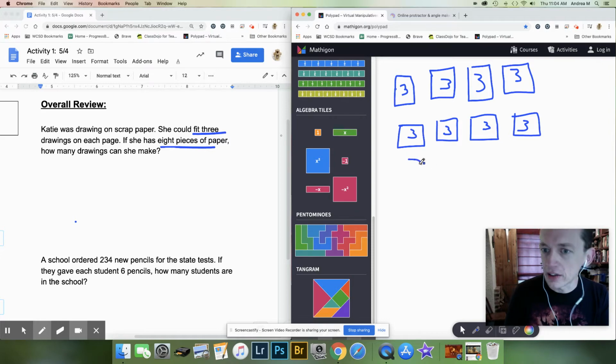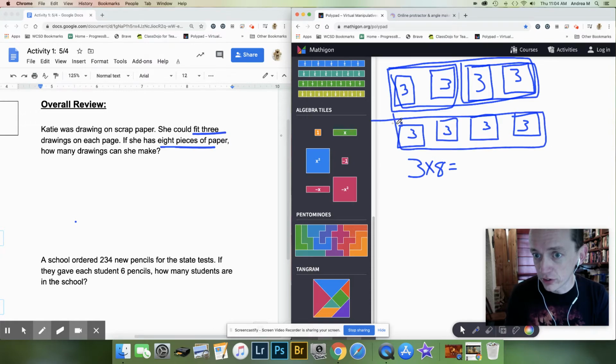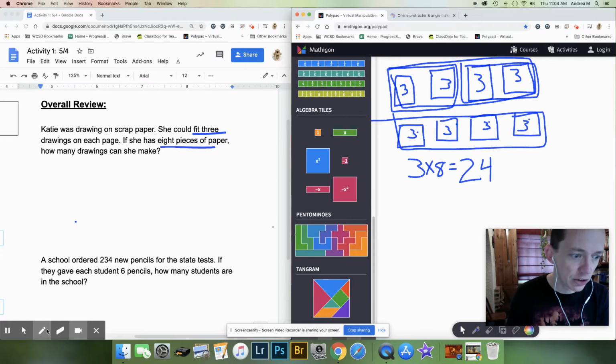You could see that as the straightforward: we have 3, 8 times. And we could say, all right, if this is 6 and this is another 6, that's 12. And this is another set of 12. 3, 6, 9, 12. That is going to be 24. Okay, so that's our look on that one. So how many drawings can she put on here? She can put 24 drawings.